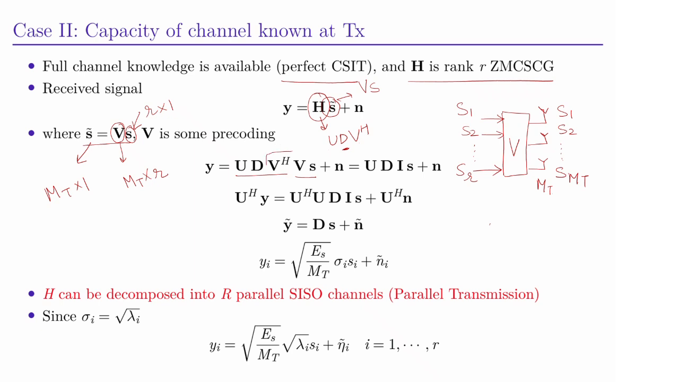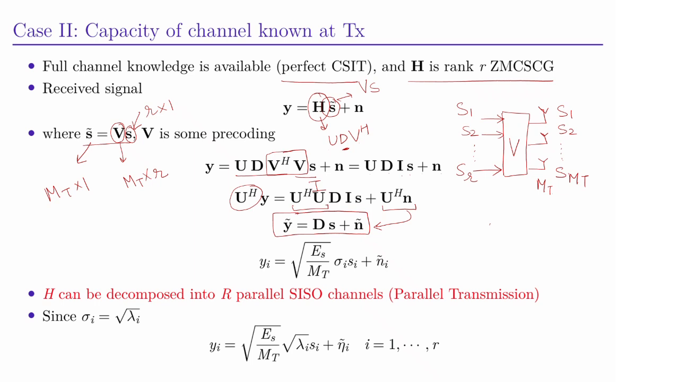Now V, what is V Hermitian V? This is identity. So you get U D I S plus N. So now at the receiver side, we can multiply the received signal with U Hermitian. When we multiply this, we get U Hermitian U, which is again identity, and we get U Hermitian noise, which is another noise represented by N tilde. And you get the final expression as Y tilde is equal to D into S plus N tilde.